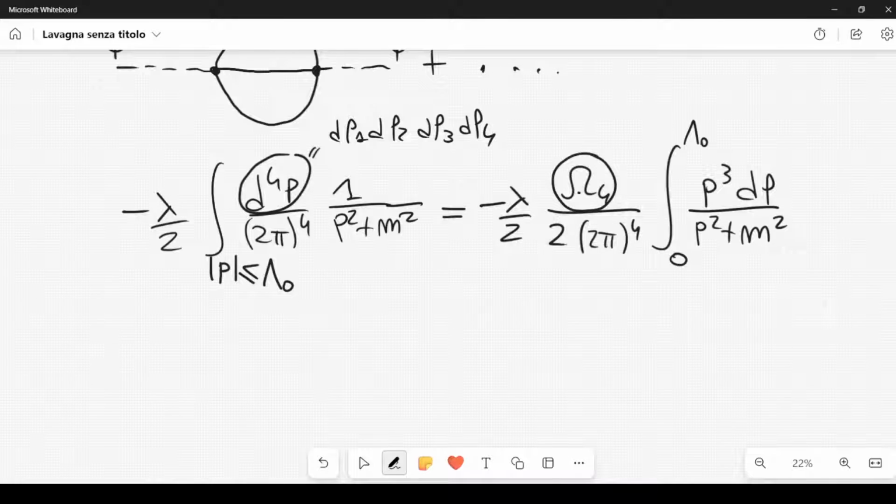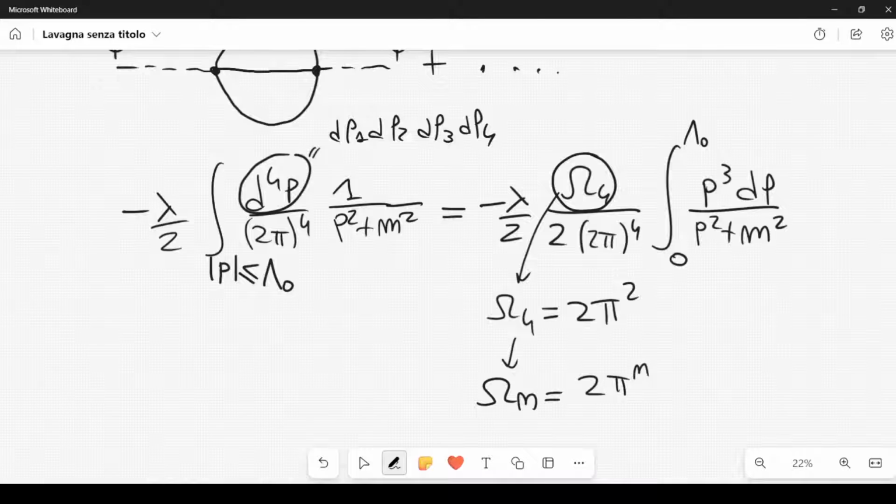Now this omega 4 in 4 dimensions can be obtained with some mathematical tricks, and you can find more in the appendix. But let me tell you that omega 4 can be calculated, and one can find that this is equal to 2 pi squared. And you can obtain this from the generic formula in n dimensions. So omega n can be found to be equal to 2 pi to the power n over 2 divided by the gamma function evaluated at n over 2.